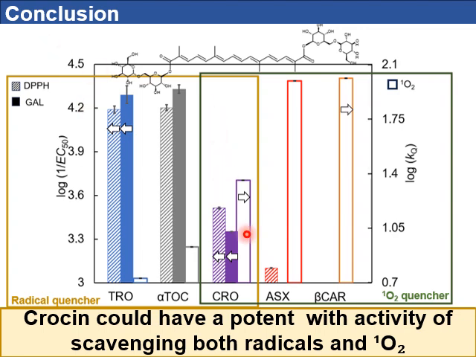Crocin's unique dual reactivity still requires more investigation, but our findings suggest that crocin can broadly scavenge ROS in vivo.